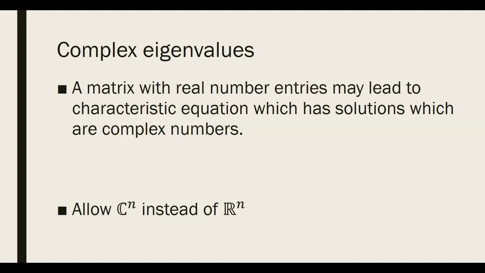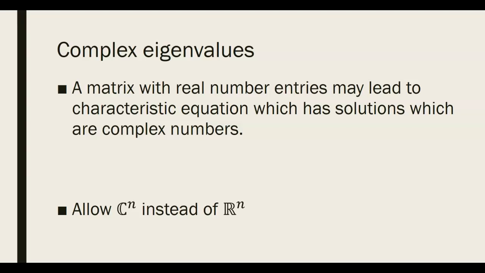Now, the reason that a matrix with real number entries may lead to a characteristic equation which has solutions which are complex numbers is simply the fact that some polynomial equations have complex number solutions. Therefore, when we're calculating our eigenvalues, sometimes those eigenvalues can come up as complex numbers. Like I said, if we allow ourselves to use complex numbers, not only as entries in our vectors, but also as constants when I multiply, then everything kind of works out fine. I can find eigenvalues which are complex numbers, and I can find eigenvectors as well.